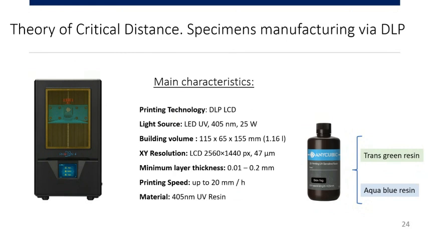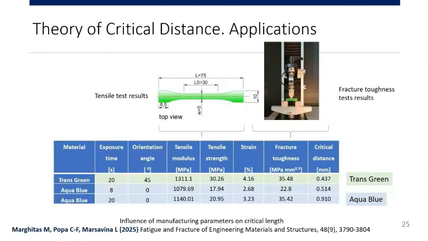We also applied this method to DLP manufactured specimens. So we used a commercial Anycubic printer with an LCD. We used 2 different commercial resins, and for this we did the tensile strength test, we did the fracture toughness test, we identified the maximum tensile strength, we identified the strain at fracture, and then we calculated for different cases. You can see here for one resin we consider 2 exposure times for printing, and we have different tensile strength, different fracture toughness values, and different critical distance.